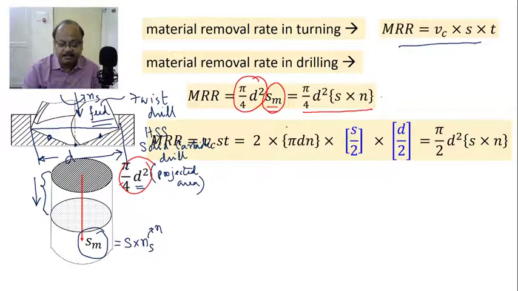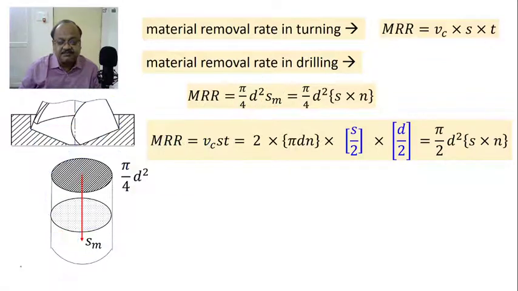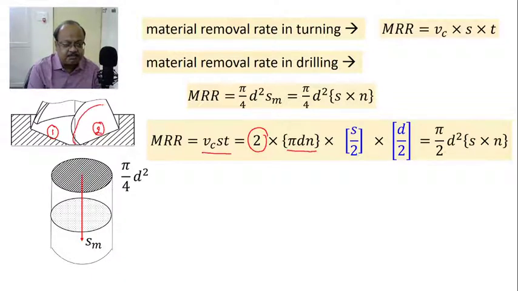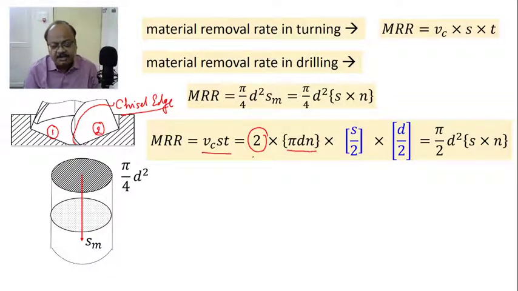Let us see. For that I require some space and clarity, so I am erasing everything. This is how it correlates with Vc, S and t. So this is Vc × S × t. First I am writing Vc = πdn. Now there are two cutting edges, so I am multiplying it by 2. This is one of the cutting edges, this is another cutting edge. You will learn that this is called a chisel edge, but for the time being I am not using the concept of the chisel edge. I would assume that there are two cutting edges starting from here and coming here. So t_LS does not exist.